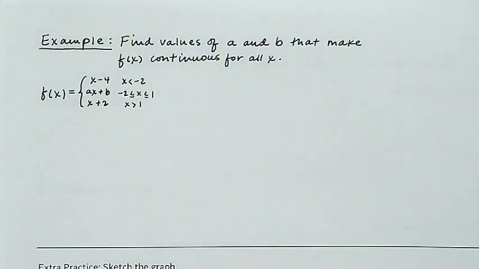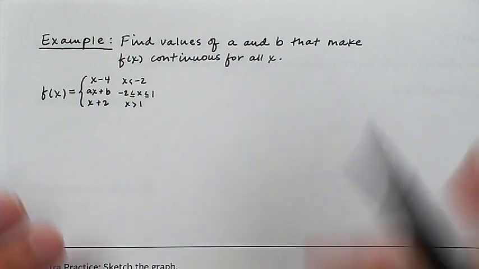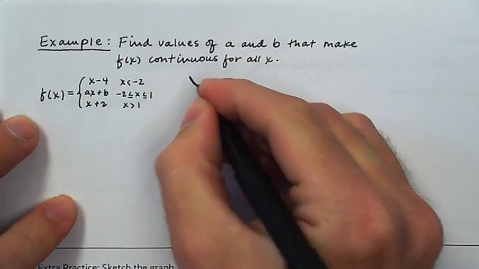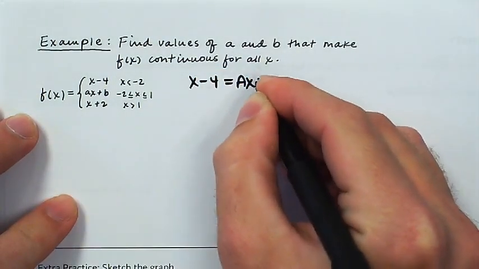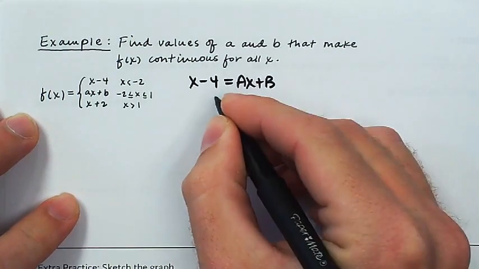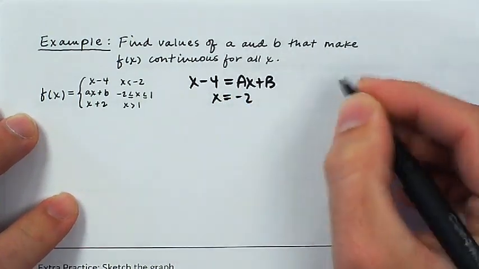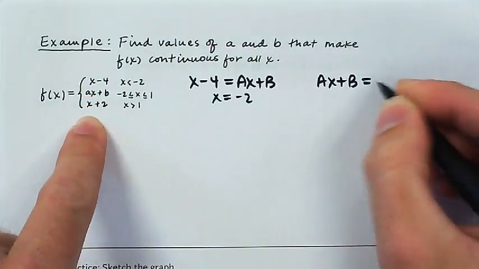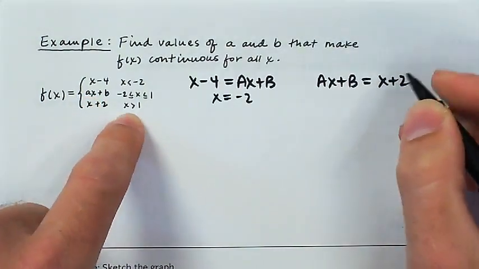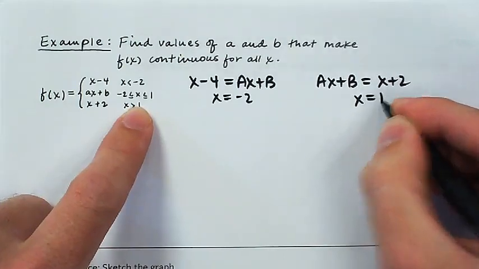And while this is not something I would be likely to ask you to do on a quiz or a test, you can bet I'm going to ask you to do it on the homework because we need to practice our systems of equations. So I'm going to do the same thing I did before. I'm going to say x minus 4 needs to equal ax plus b at x equals -2. But then I also need ax plus b to equal x plus 2 at the point where x equals 1.